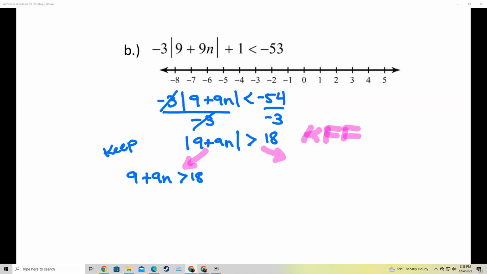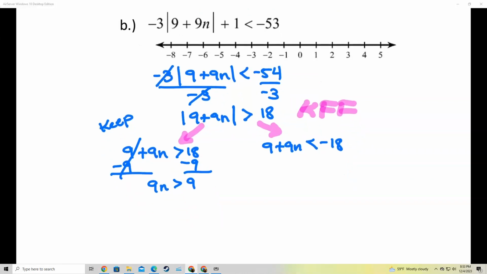And so you're going to keep the 9 plus 9n. You're going to flip the inequality the other way, and you're going to flip the 18 into a -18. All right, we're going to go ahead and subtract and solve each one individually. So subtract 9. That's 9n is greater than 9. And divide both sides by 9. n is greater than 1. Or, I forgot that word, we really do need that word.